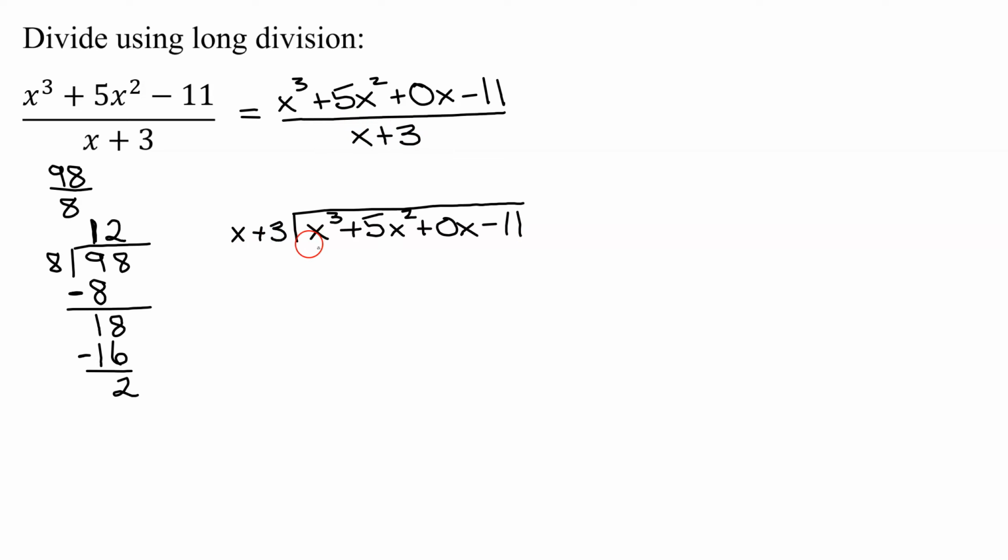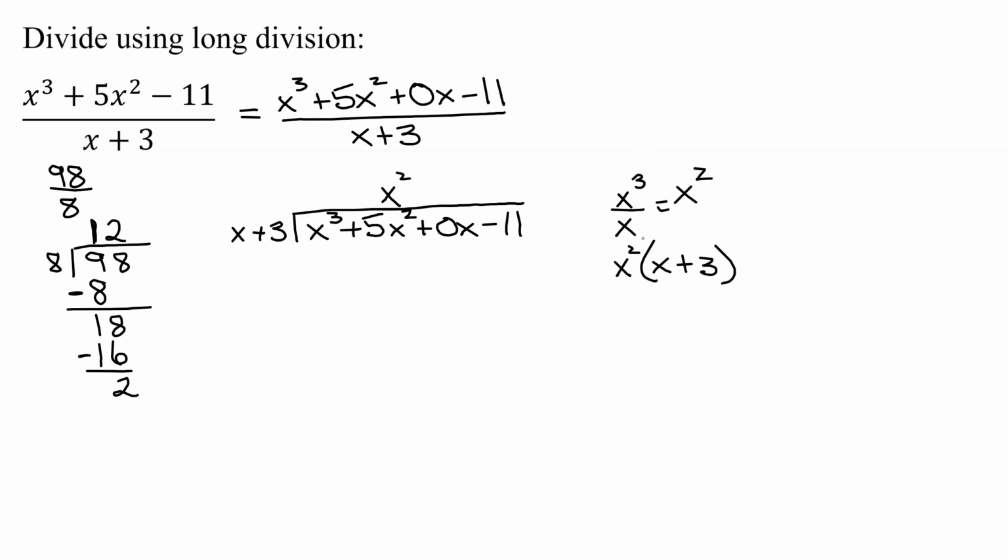So we're going to take the leading term of the dividend, x cubed, and we're going to divide it by the leading term of the divisor, which is x. So x cubed divided by x is x squared. That is part of your quotient. So write it up here, lining up like terms. And now you're going to multiply x squared times x plus 3. And if you need to do it, you can write it out here on the side.